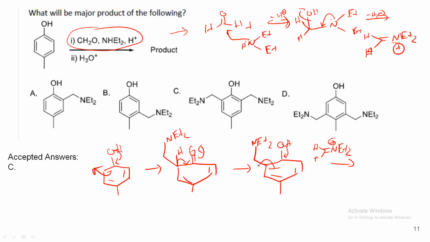When this happens, the system, or this particular ring, becomes more electron rich. So again this attack is possible, which would lead to formation of, so I am not showing the keto form directly, the enol form I am showing. So NEt2, here also NEt2, and here methyl. So this would be our product.